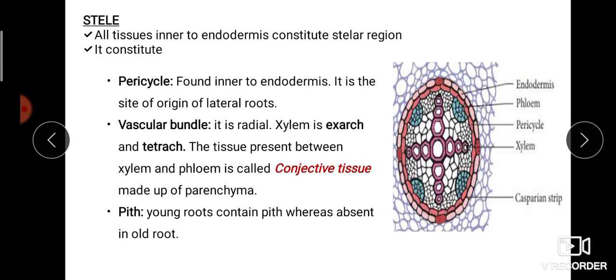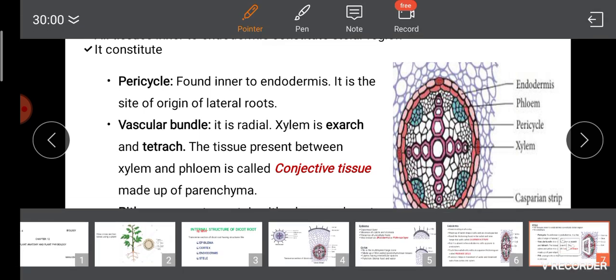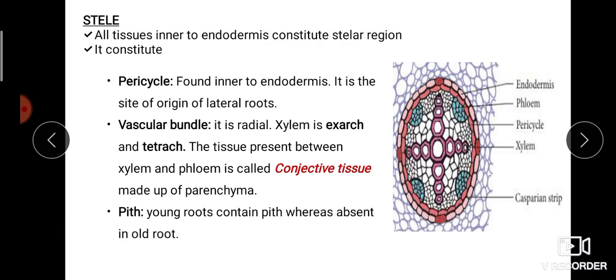Then inner to pericycle, this is called vascular bundle. Vascular bundle has vascular tissues. We already studied what vascular tissues are. Yes, xylem and phloem. This is xylem, and these blue colored tissues are called phloem. Okay, so the vascular bundle is radial. Radial means the xylem and phloem are not on the same radius. Xylem is on this radius and phloem is on another radius.